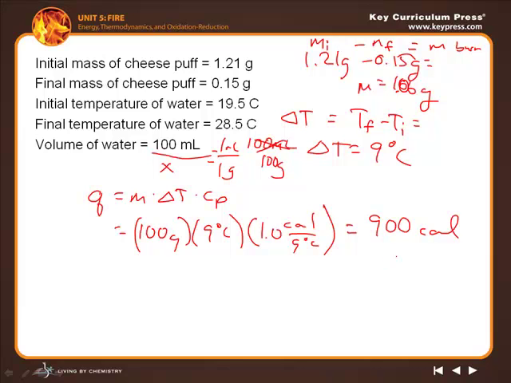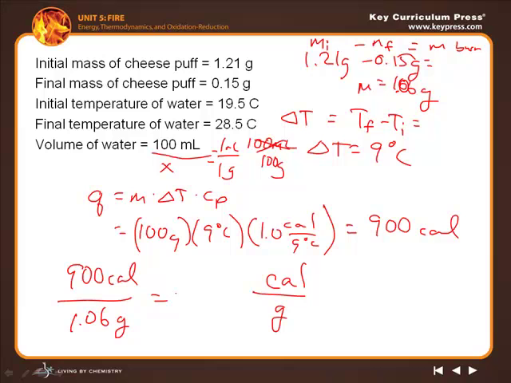sample of Cheeto. Now, how do we compare it to the previous data? We have to get calories per gram. So to get calories per gram, we take the 900 calories and divide it by what? The grams, 1.06 grams of the cheese puff that burned. So 900 divided by 1.06 gives us a value equal to 849 calories per gram. So this particular group would get a measurement value of 849 calories per gram, which was higher than the other value we looked at, right?